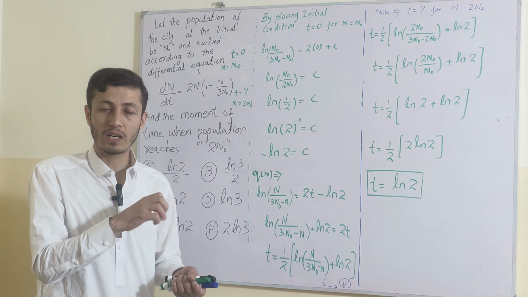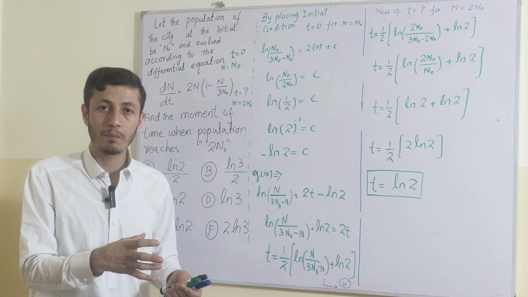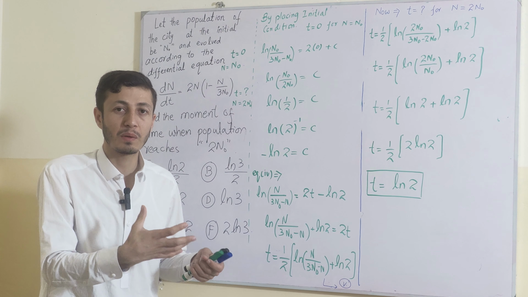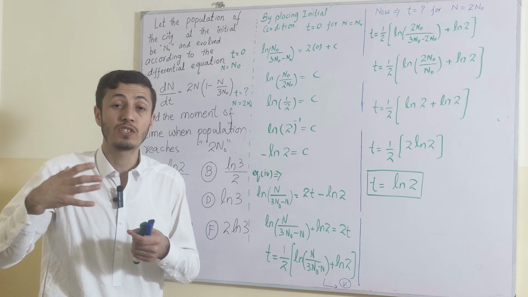We have to place now the conditions to find out for what value of time the population reaches what value. Okay, so in the question we have been asked to find the moment of time when the population reaches 2 times n naught. Now in place of n we have to place 2 times n naught. So t we have to find out for n equal to 2 times n naught.